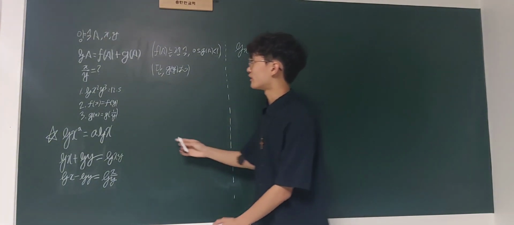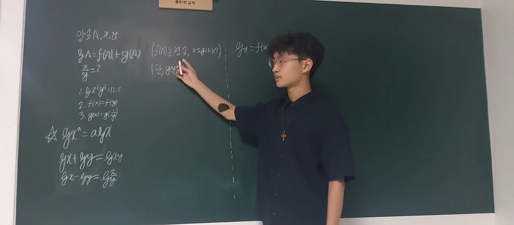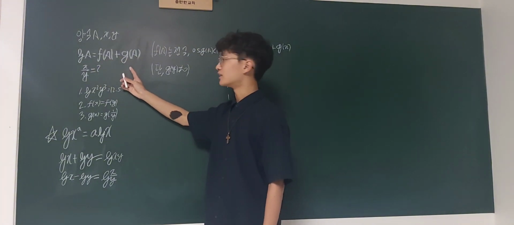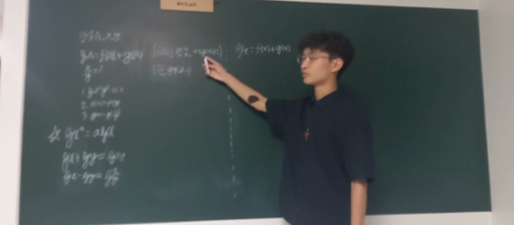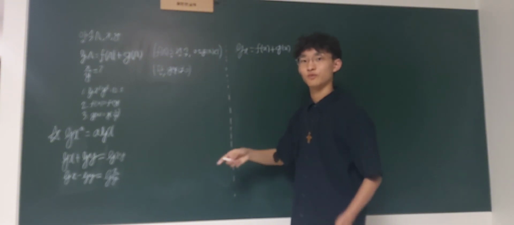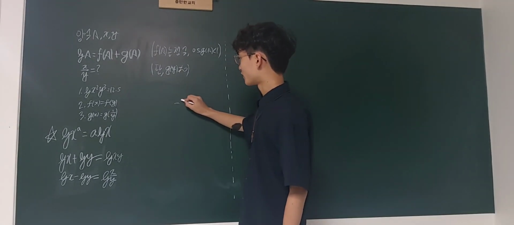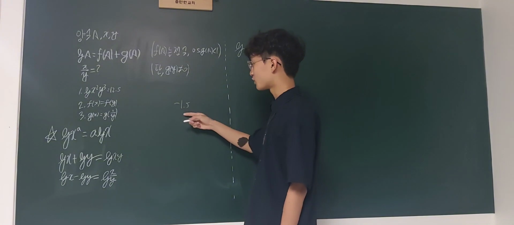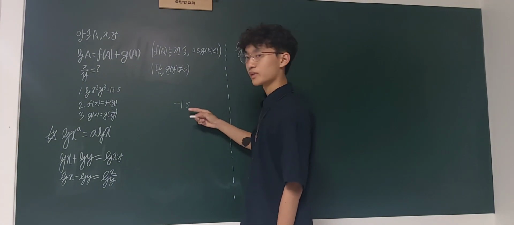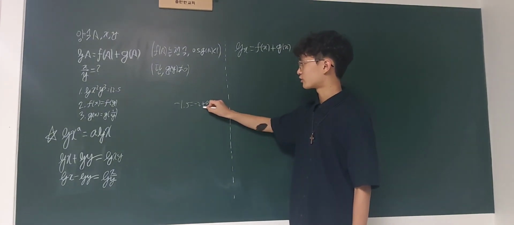The relationship between f of a and log a, and g of a and log a, is that f of a is the integer part of log a, and g of a is the decimal part of it. Also, we only look at the positive part when we say decimal part. For instance, for negative 1.5, the decimal part is not negative 0.5, but actually 0.5, because it is negative 2 plus 0.5. This is just one thing to note.